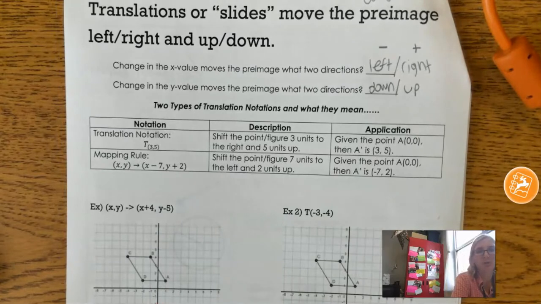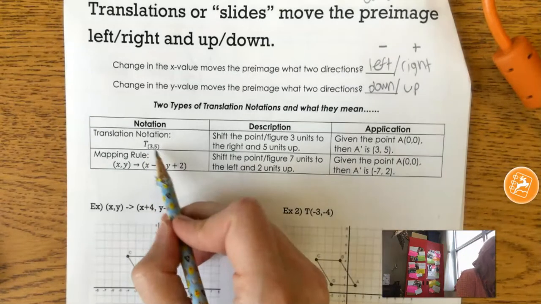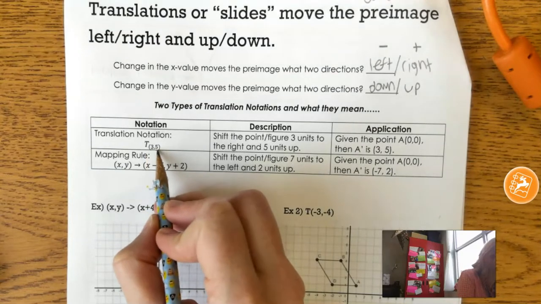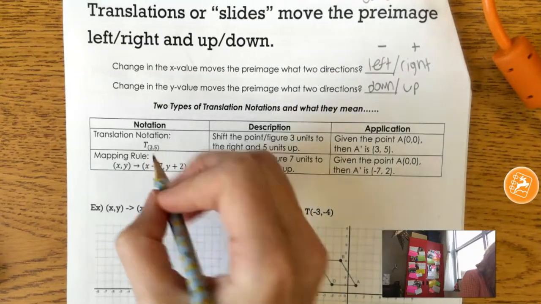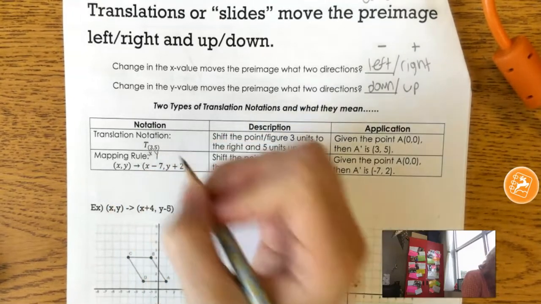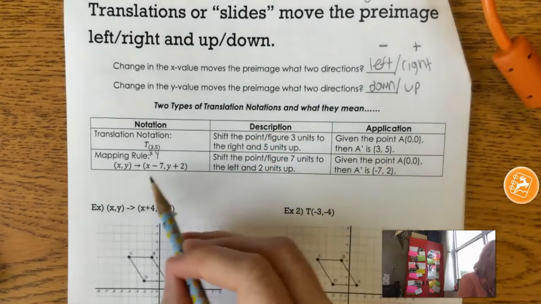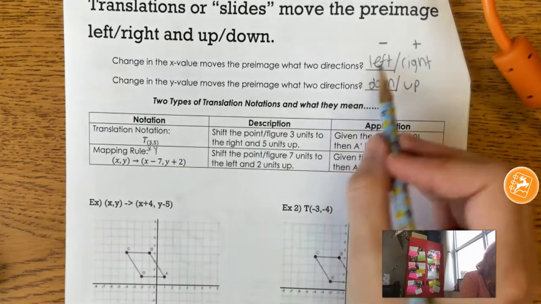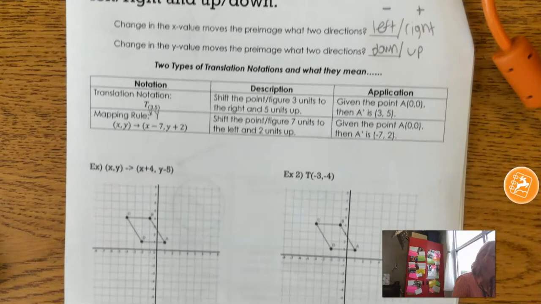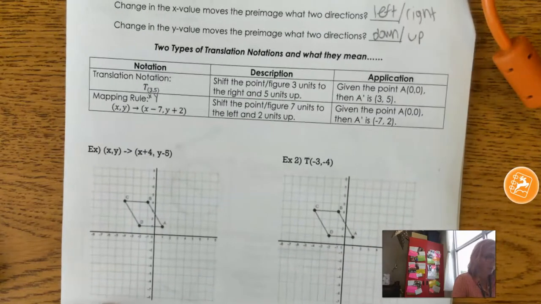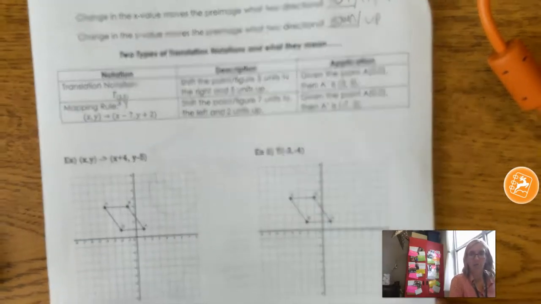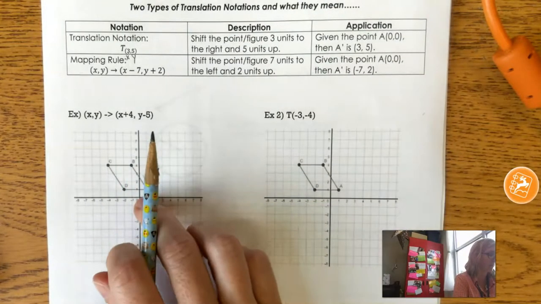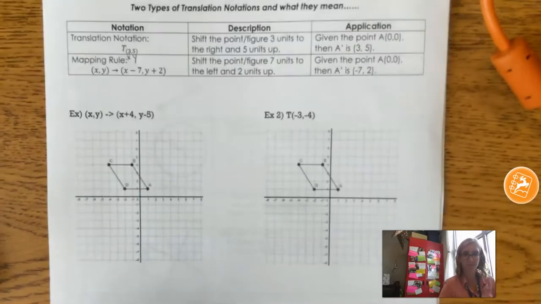All right, the 2 types of translation notations you might see are translation notation or a mapping rule. With translation notation, the numbers right here are your rule. The first one corresponds with the x value, and the second one corresponds with the y. Just pay attention to the signs. If they're positive, you're going right or up. If they're negative, you're going left or down. All right, so here are some examples. I want you to go ahead and pause the video and try doing example 1 and example 2.